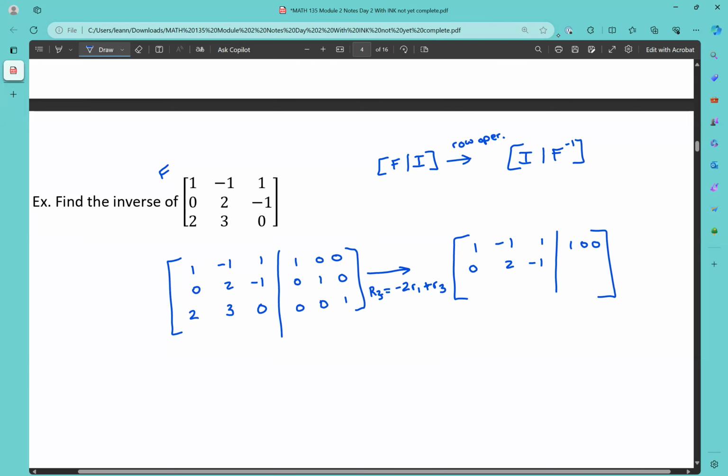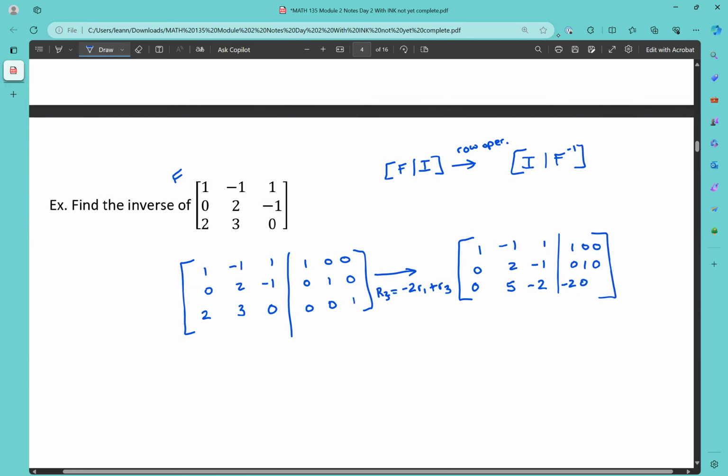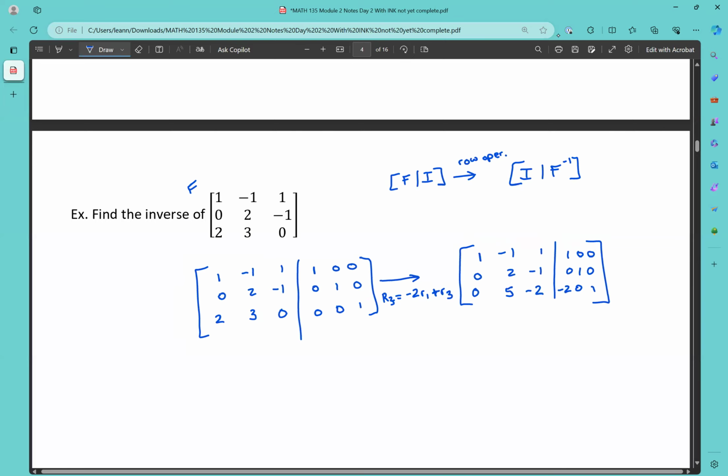They were already set up the correct way. Now row 3 is -2 times row 1, so that's -2 plus a 2 would be 0. That'd be a +2 when we multiply it by -1 plus a 3, so that's going to be 5. Negative 2 times 1 is negative 2, plus 0 is negative 2. Then we have negative 2 times 1 plus 0 is negative 2. Negative 2 times 0 plus 0 is 0. Negative 2 times 0 is 0, plus 1 is 1. So there's my first row operation change.